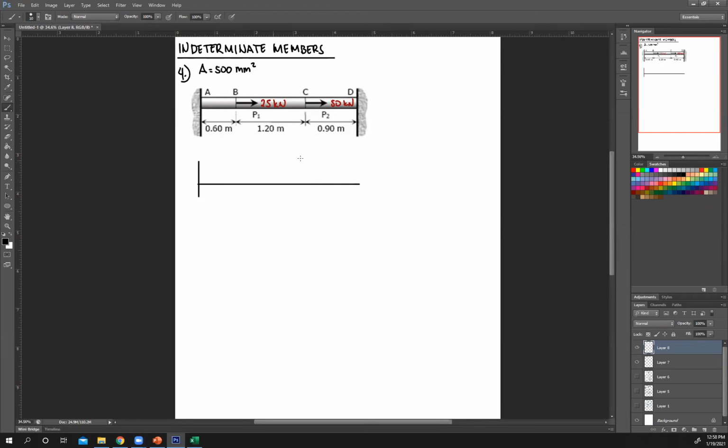So you have this, you have this. Draw your reactions. So these are intelligent guesses again. So let's say, since my forces are to the right, perhaps my reactions are to the left. So let's call this RD. And then my reaction at A is also to the left, RA.